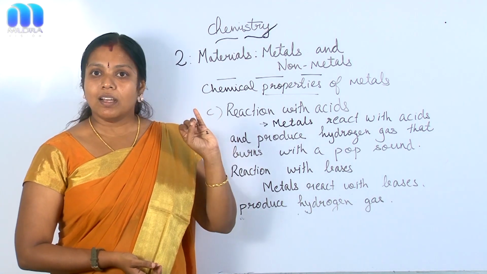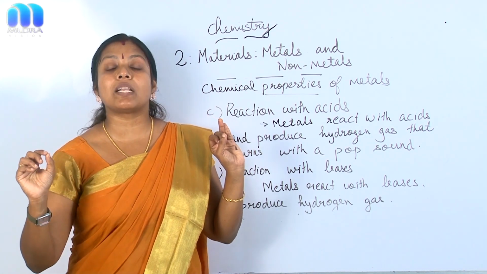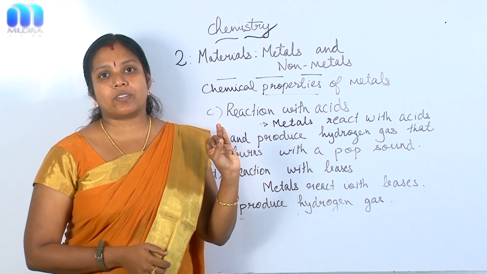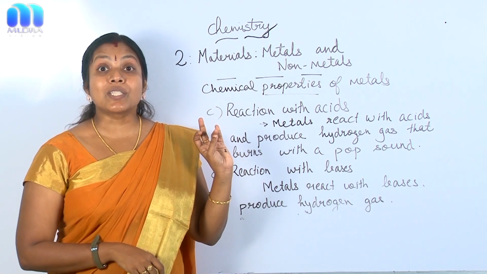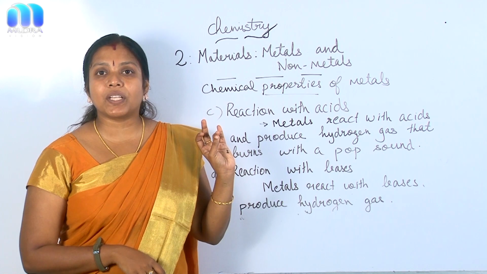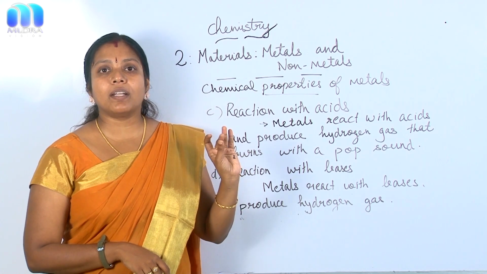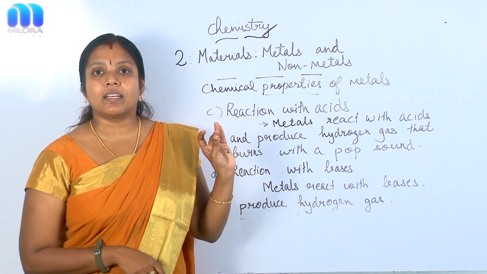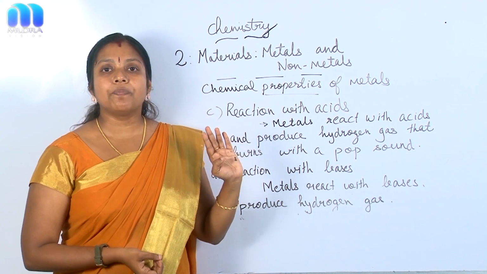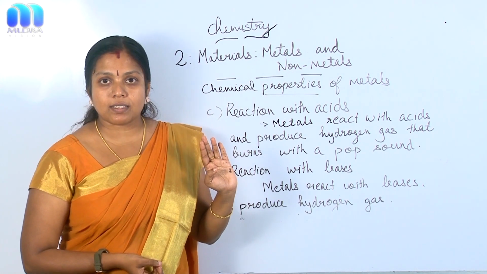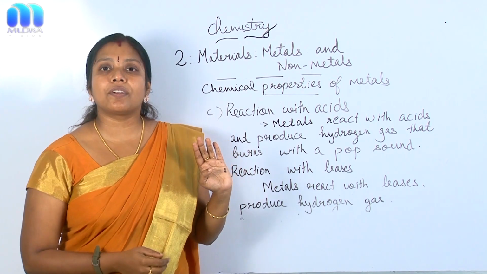First one, metal can react with oxygen. That means metal plus oxygen gives metal oxides and they are basic in nature. Second one, reaction with water. For example, sodium metal reacts vigorously with water. That's why we keep sodium in kerosene. Third one, reaction of metal with acid. It produces hydrogen gas that is indicated by a pop sound. Fourth one, metals react with bases. Example, when metal reacts with sodium hydroxide, it produces hydrogen gas.